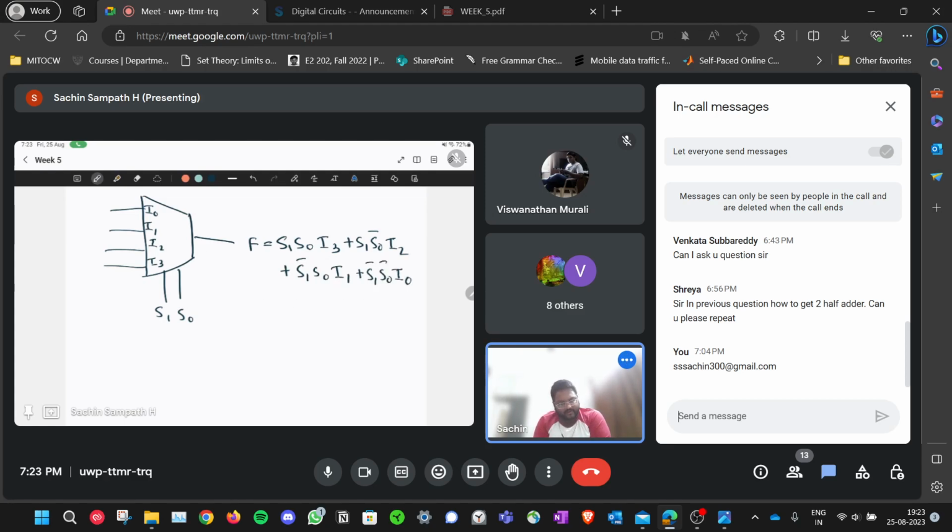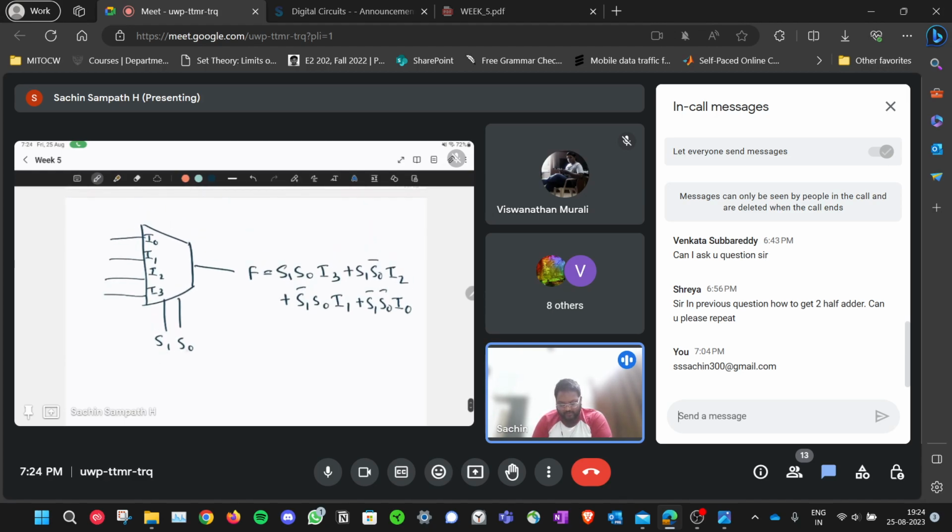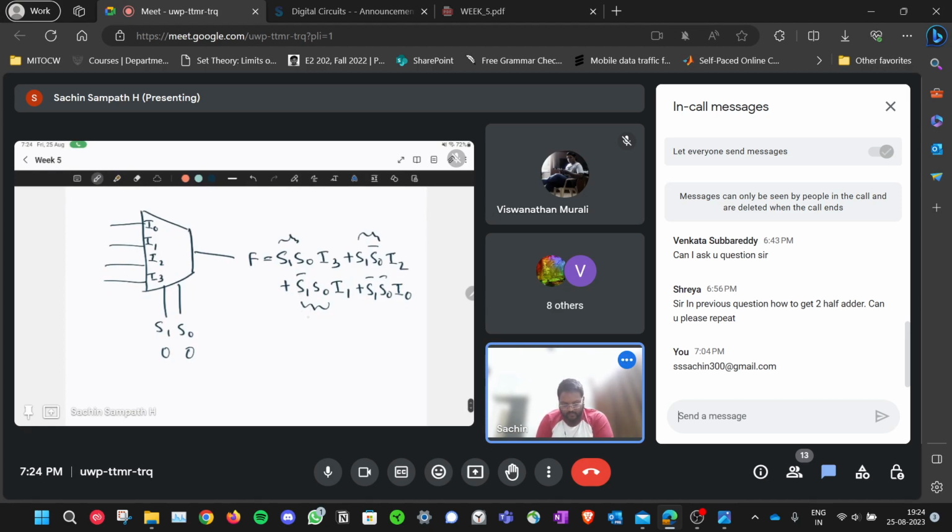This is the output of a multiplexer. You can simply think of this. What happens when S1, S0 is 0, 0? This term will go to 0, 0 into 0. This is 0 into 1, this will go to 0. This is 0 again, this is 1 into 0. Right? S1 bar is 1, S0 is 0. So this will also go to 0. Because 0 times I3 is 0 only, right? 0 and I3, 0 and I2. Only this term, 0 bar is 1. So 1 and S0 is also 0, so S0 bar is 1. 1 and 1 and I0. So you get I0.